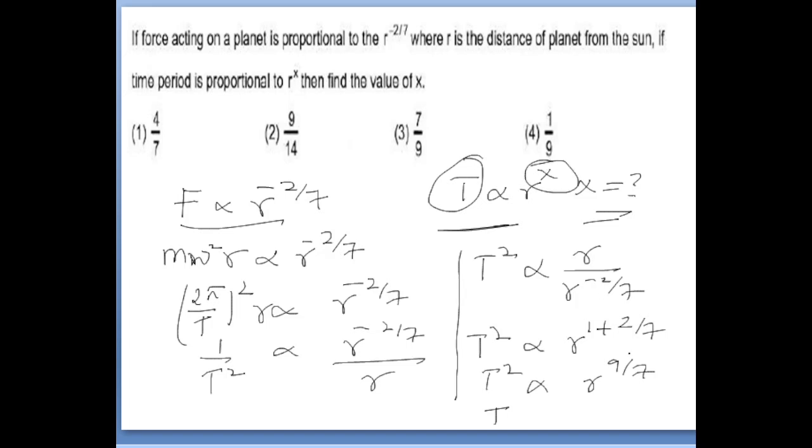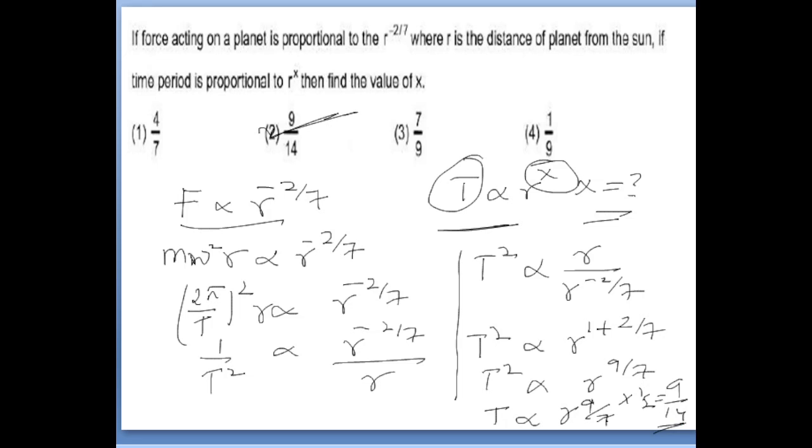In x place, what will come? That is what he is asking. So if you do that, r power 9 by 7 into 1 by 2, which means 9 by 7 into 1 by 2. So this will be 9 by 14. So your option 2 will be the answer. Whoever did this, that will be the correct answer.